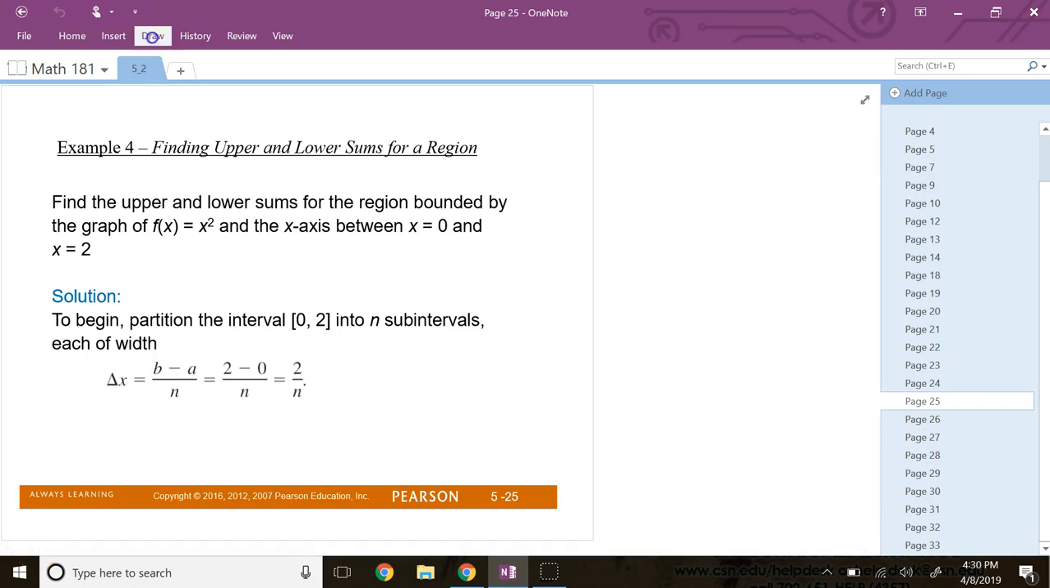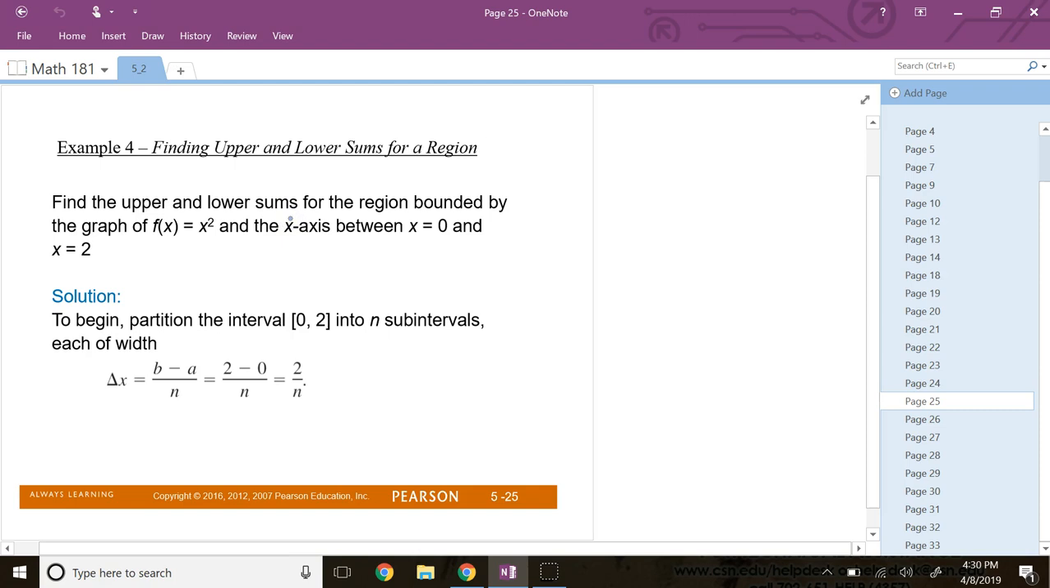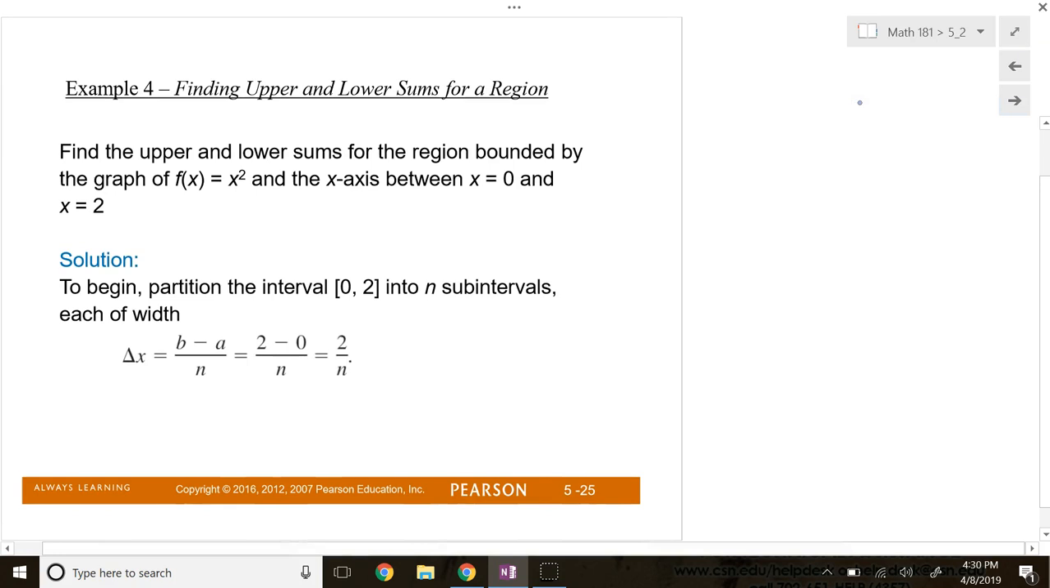Well, sorry about that mess there with the laptop, or the Microsoft OneNote software.